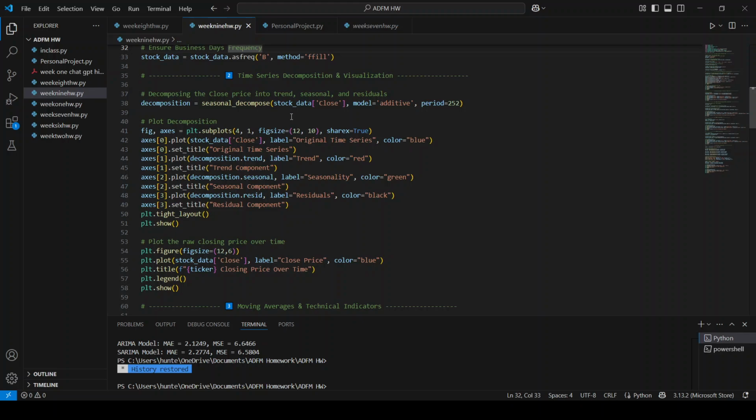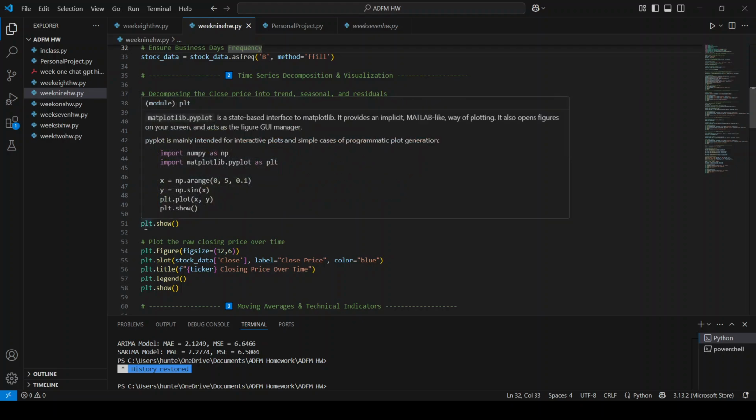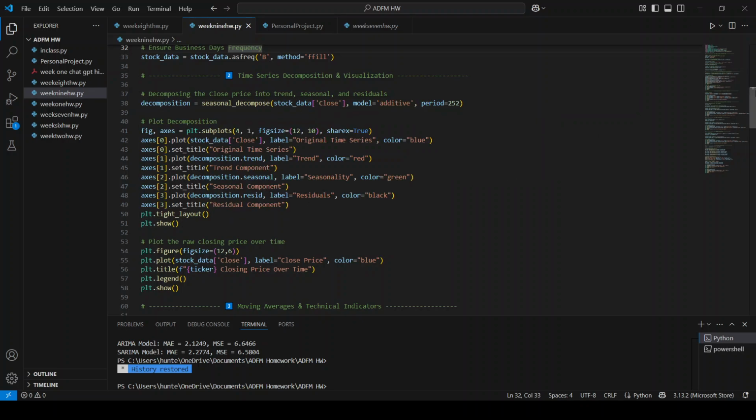And then the period 252. This just assumes a 252-day stock market cycle. Lines 41 through 51. Here we're plotting each time series component, and this will run it to show it on a different screen. I'll show it.